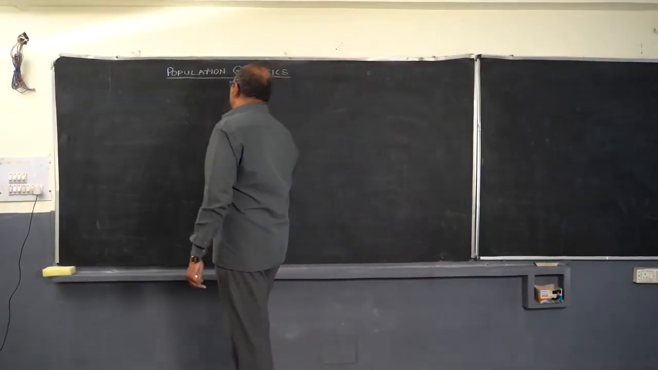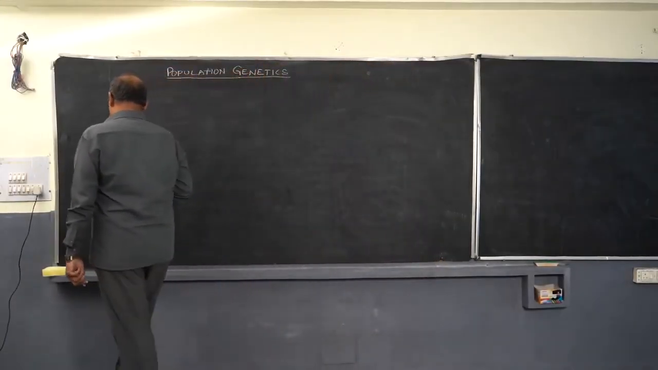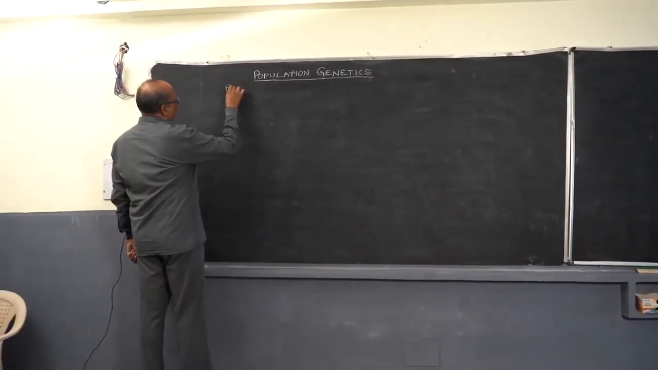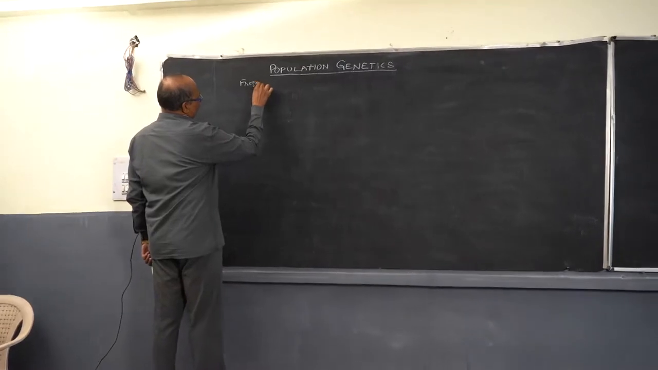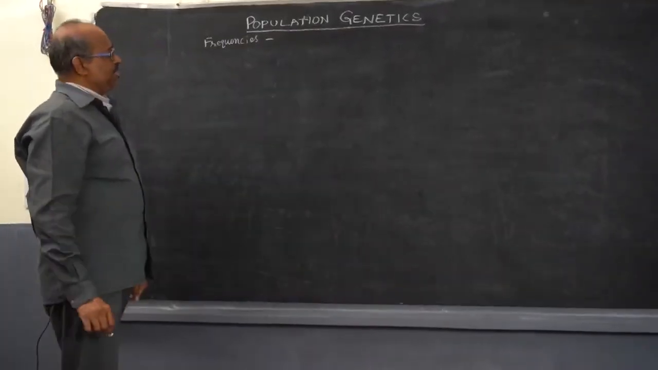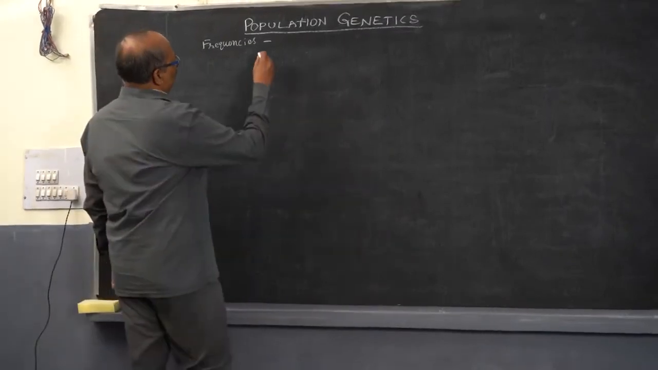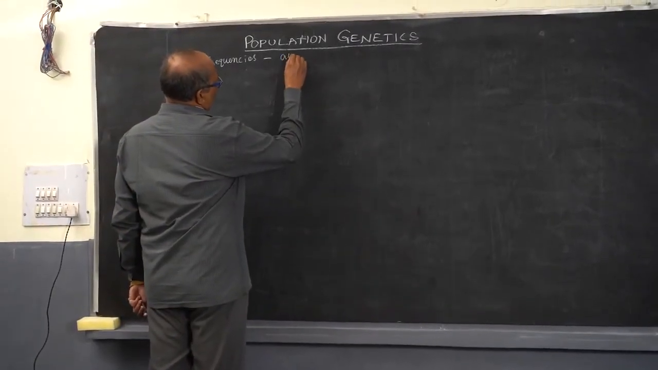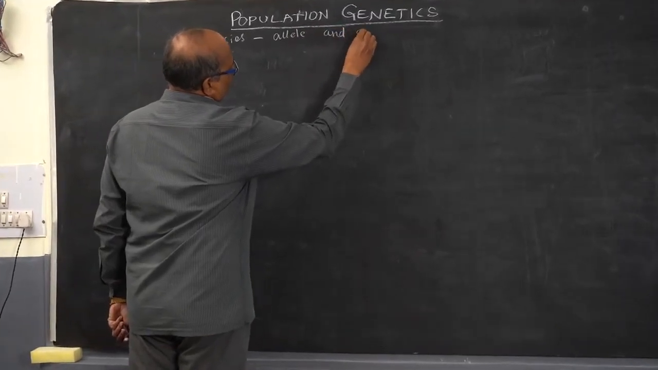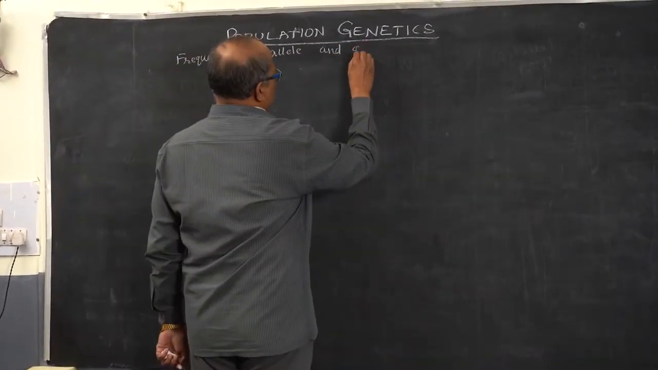As such, for population genetics, we will be looking at the frequencies representing the population. And these frequencies are attributed to two components: one is allele and the other one is genotypes.